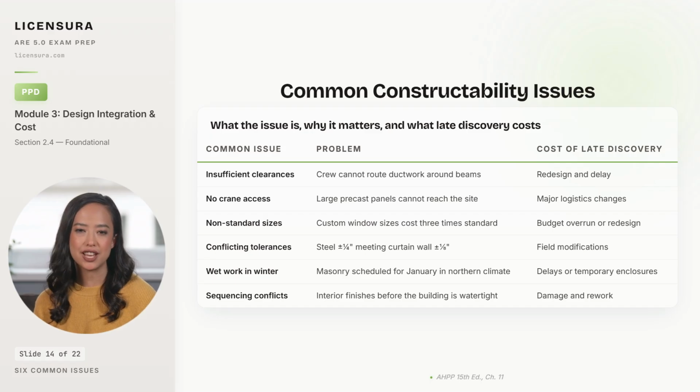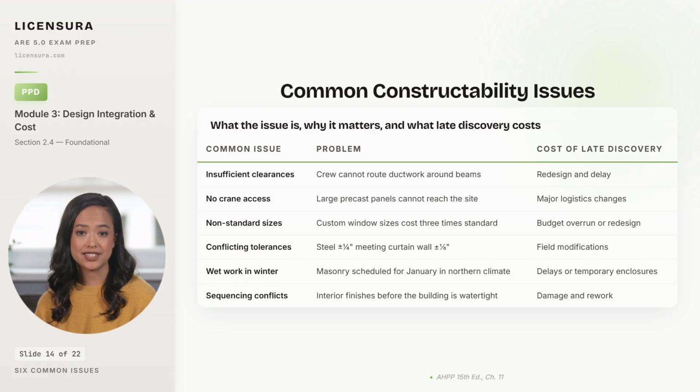6 constructability issues that the exam expects you to recognize on site, ordered by how often they hit on real projects. Insufficient clearances is the first. The crew cannot route mechanical ductwork around the structural beams the way the drawings show, and the fix is either redesign or beam modification and a delay.